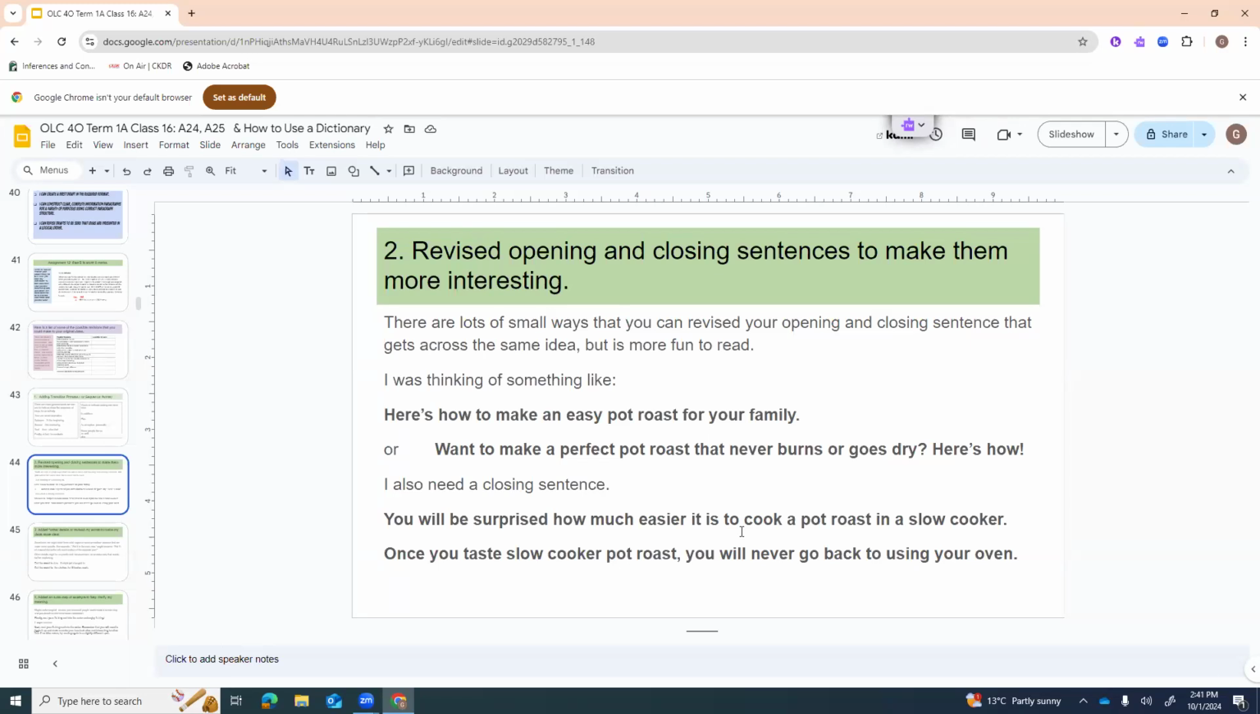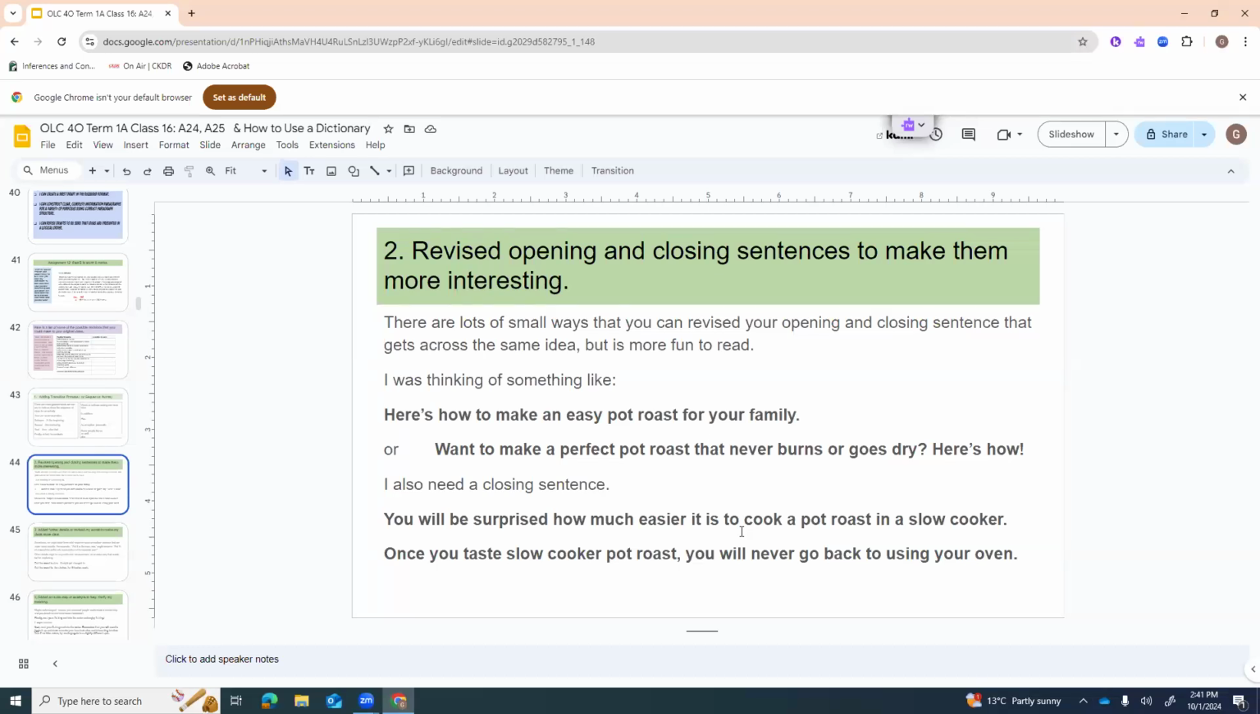So my original opening sentence was, here's how to make an easy pot roast for your family. And then I tried to jazz it up and say, want to make a perfect pot roast that never burns or goes dry? Here's how. Which is technically two sentences, but it gets the idea across.